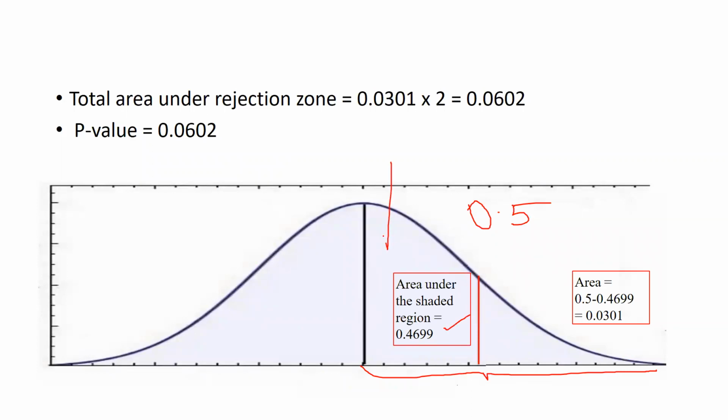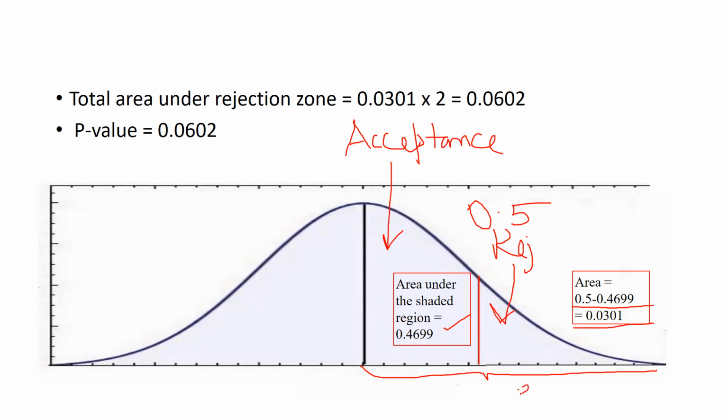This region is the acceptance region, and this is our rejection region. How do we calculate it? Because the total area is 0.5, we deduct this value from 0.5. The final value is 0.0301.